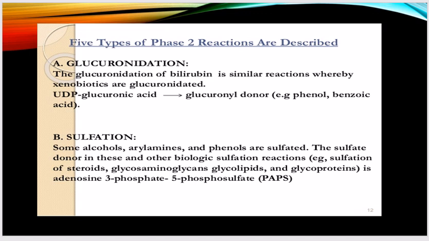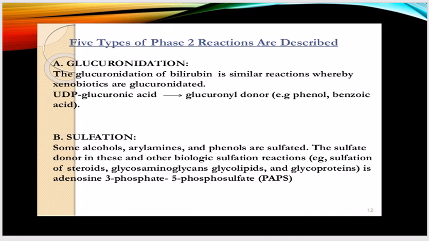This reaction is catalyzed by UDP glucuronyl transferase, and this enzyme is present in the endoplasmic reticulum. The UDP glucuronic acid is converted in the presence of this enzyme into a glucuronyl donor, and those acceptors are the phenols or the benzoic acids.